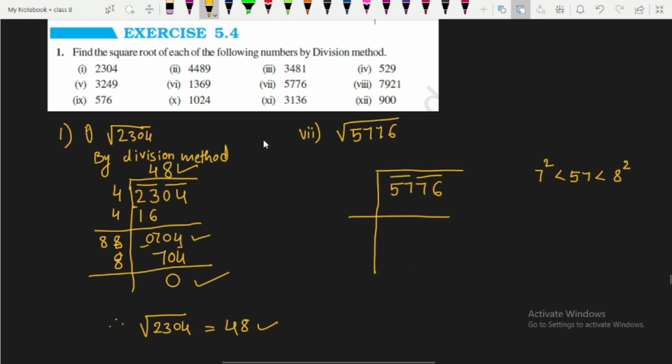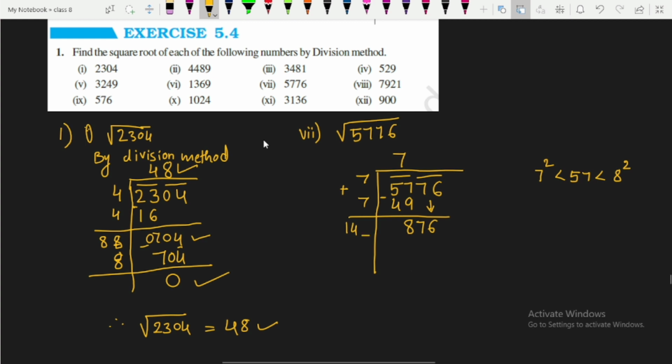Now you have to choose the number 7 here and write the 7 also here, and write 7 in the quotient place also. So here you are going to add 7 plus 7, that is 14, and 7 into 7, that is 49, you are going to write here. Now here you are going to subtract. 57 minus 49 is 8, right? Now the next pair you are going to take down, under that bar you are going to write below. Now 876.